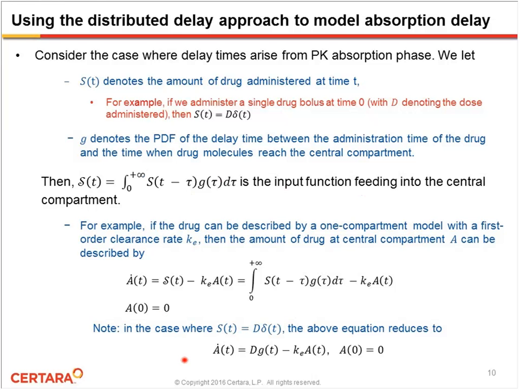Now, in the case where S(t) equals D multiplied by the Dirac delta of t, the above equation just reduces to this simple equation. Now, if we assume that G is a PDF of the exponential distribution, when you plug it in, you will see that this equation just becomes the first-order absorption model.